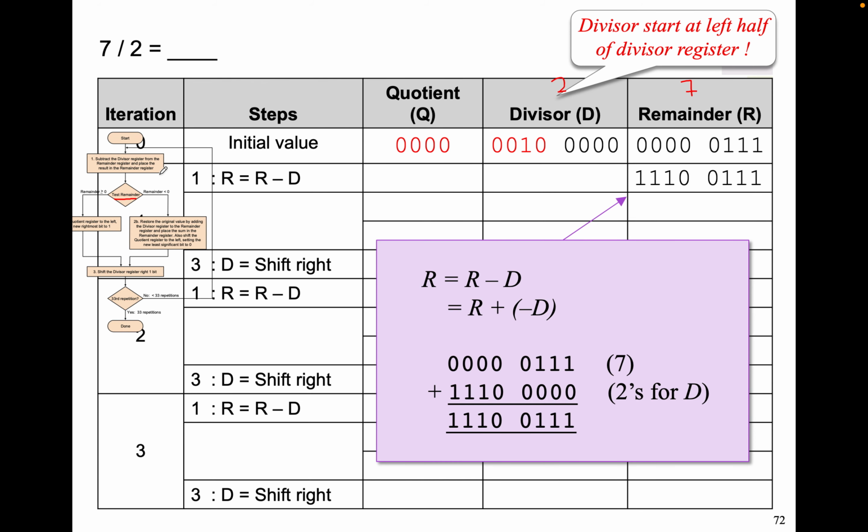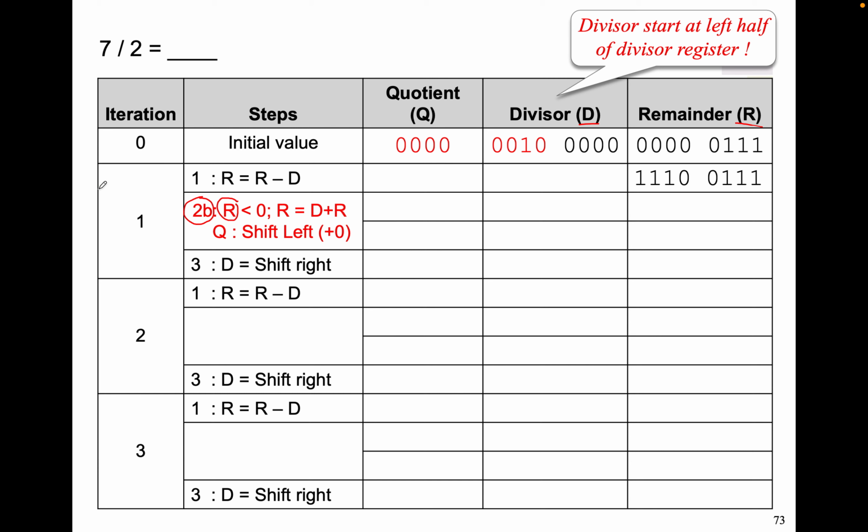Why does it mention r less than 0? Is the keyword here the negative number? So can you figure out why it mentions that remainder is less than 0? You can see for 2a it is more than or equal to 0. Please try to figure out why we need to have 2b there.